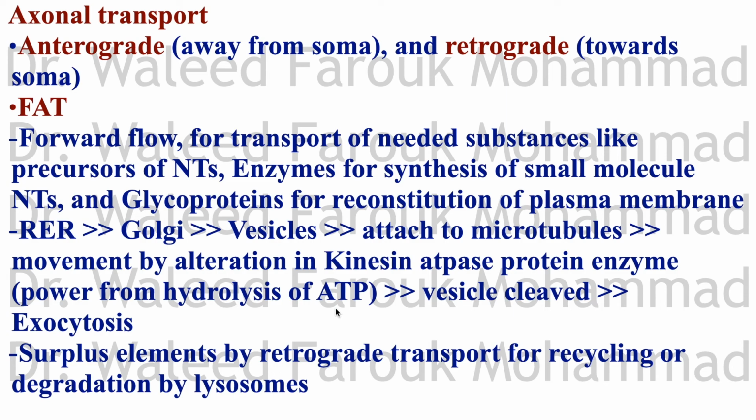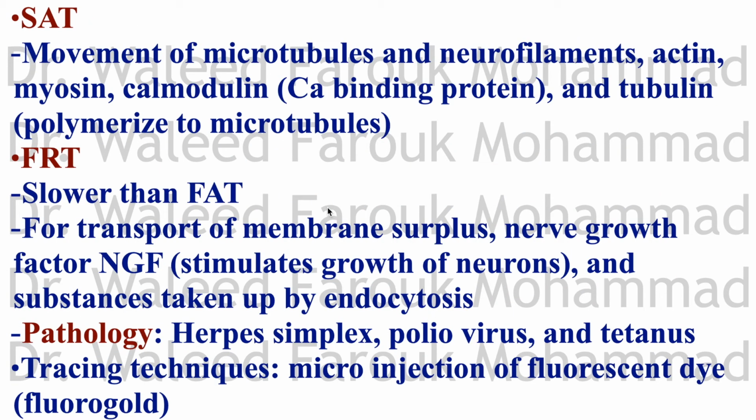Now, surplus elements from the vesicle, when it empties its contents, go back in retrograde transport for recycling or degradation by lysosomes. Slow anterograde transport occurs in the movement of microtubules and neurofilaments, actin, myosin, calmodulin, which is a calcium binding protein, and tubulin.